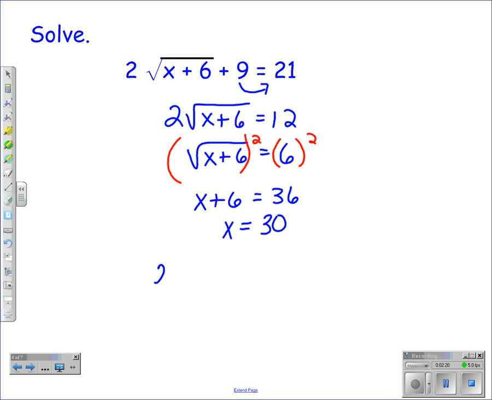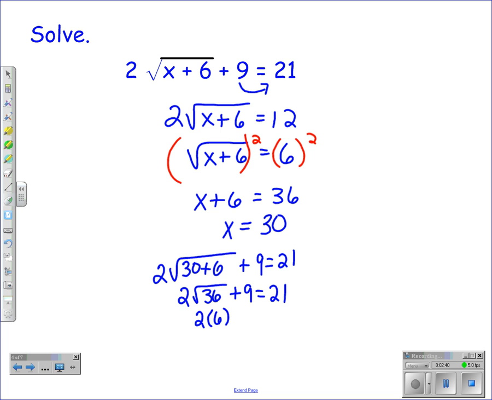In substituting this back into the original equation, we'll have 2 times the square root of 30 plus 6 plus 9 equals 21. And we know 30 plus 6 is 36, so we have the radical 36 written in our expression. And the square root of 36 is 6, so 2 times 6 plus 9 equals 21. And that gives us 12 plus 9 equal to 21. And we can see that, yes, 21 equals 21. So we know that this is our correct answer. X will equal 30.